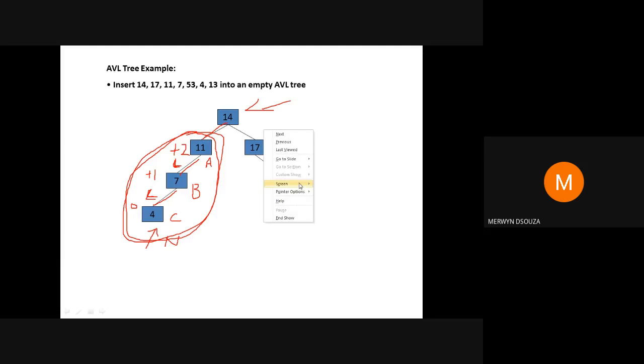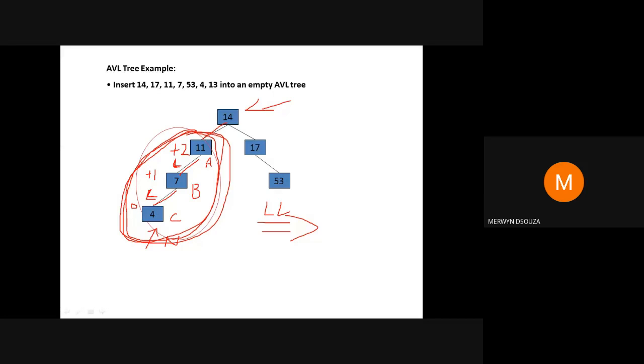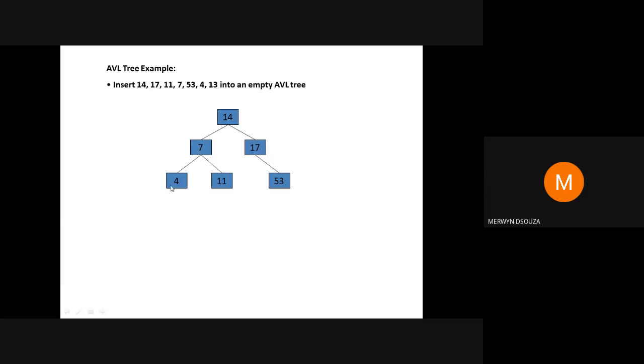So here you're going to write in your books that you're going to circle this, that there is a problem. You can draw one arrow like this, to tell that you're applying LL rotation, and then you apply the LL rotation. So when you apply the LL rotation, it will look like this.